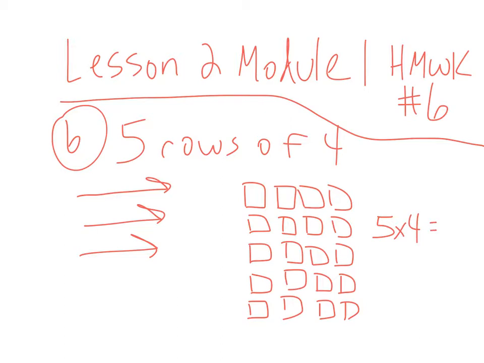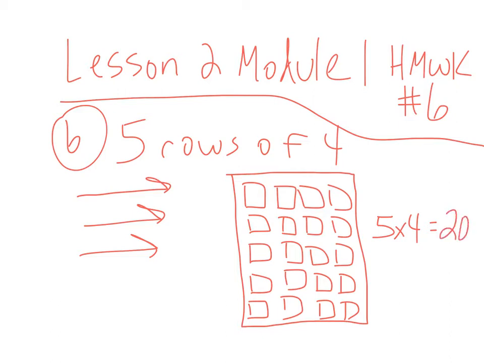And as you can see, an array, and we talked about this today, is a rectangular arrangement. So there's your rectangle, and if you counted all the stamps total, there would be 20. So here is your multiplication equation, here is your array, and that would be how you do number 6 for the homework.